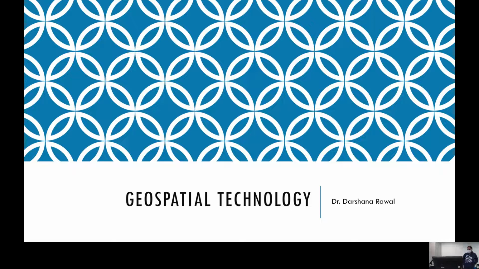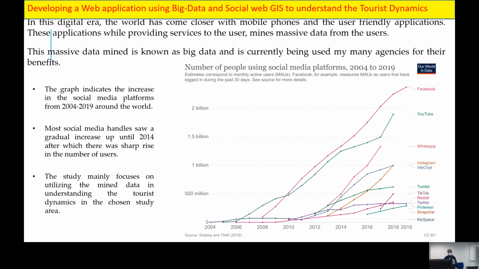Okay. Good afternoon. Basically, today I'm talking about geospatial technology. Geospatial technology is basically location based, and how location can be useful to many applications. I start with the application done with the student, me and Professor Salvatore, on big data: how we can develop big data analysis for the social web GIS.